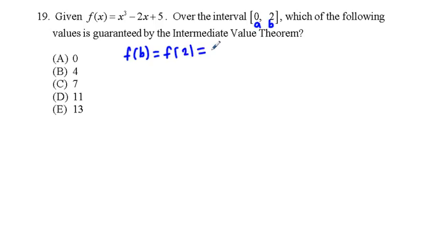which equals 2 cubed minus 2 times 2 plus 5. For that we get 8 minus 4 plus 5, which is going to be equal to 9. Next, f of a is equal to f of 0, and that's going to equal 5.